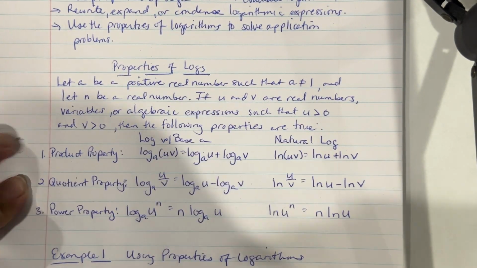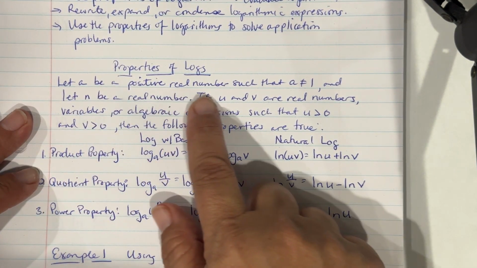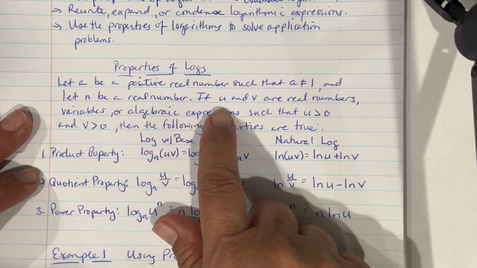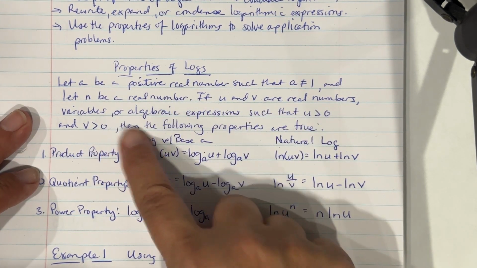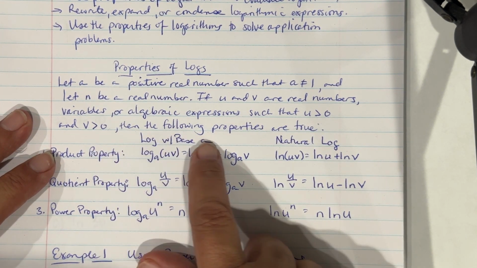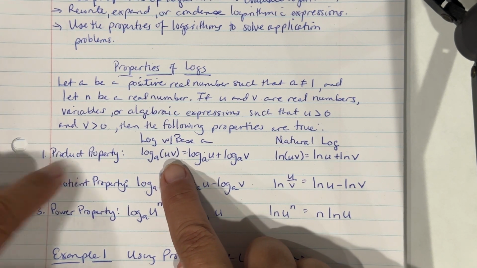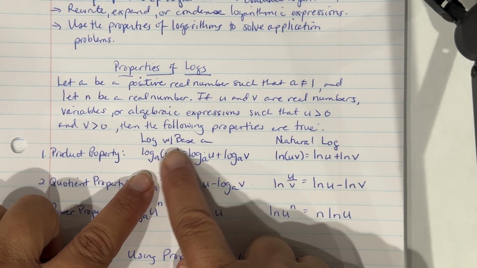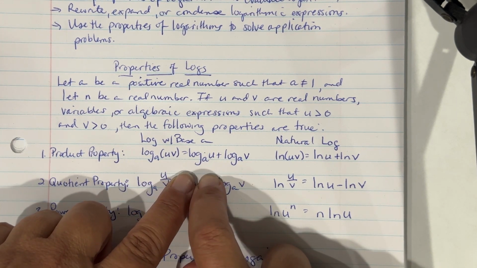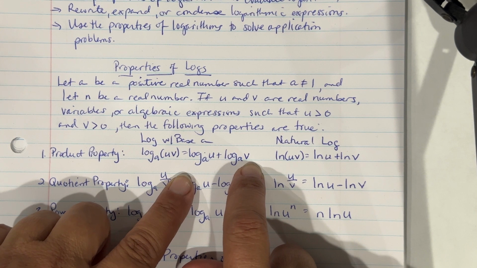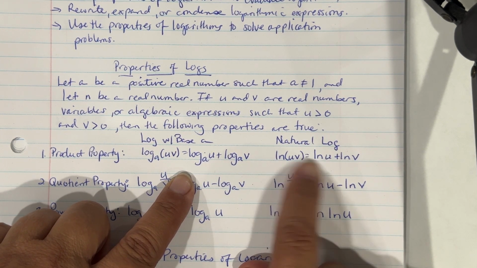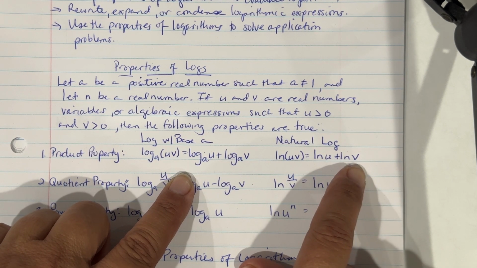So properties of logs state that we're going to let a be a positive real number such that a does not equal 1, and let n be a real number. If u and v are real numbers, variables, or algebraic expressions such that u is greater than 0 and v is greater than 0, then the following properties are true. So the product property with a log with a base of a: log base a of uv can be broken up into log base a of u plus log base a of v. The natural log says if we see ln of uv, we're splitting the two pieces and it becomes ln of u plus the ln of v.